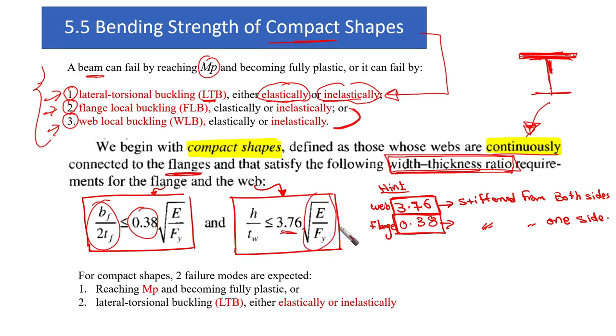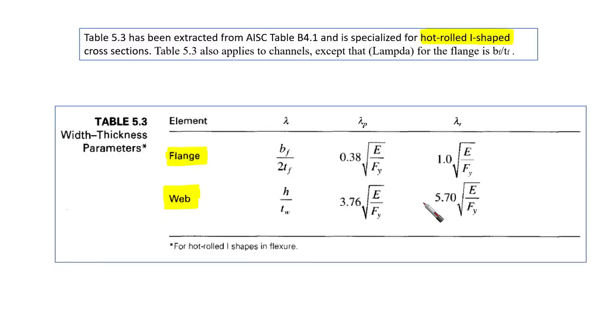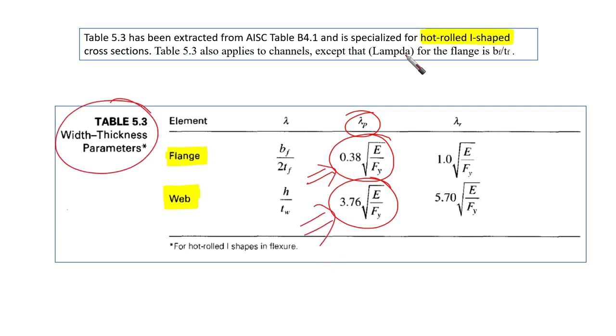From where did we get this? Go back to this table. This is lambda p, the upper limit for compact. So you can find these in the textbook or in Table B4.1 of the specification.